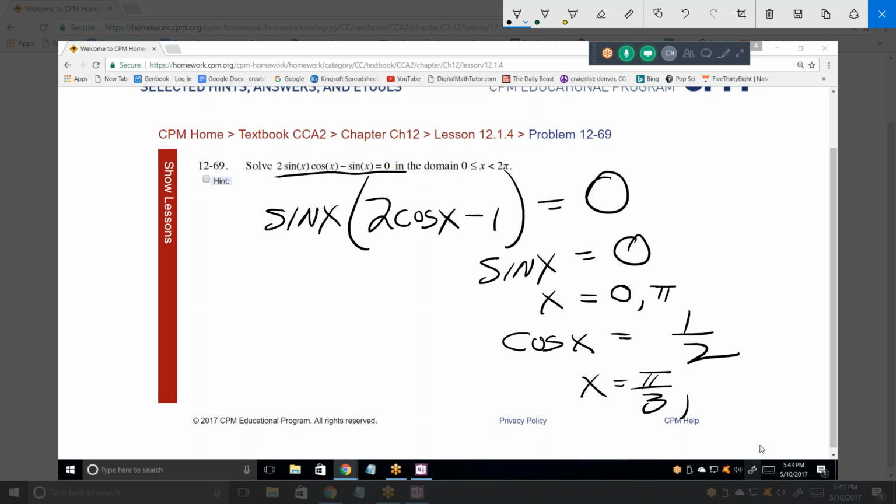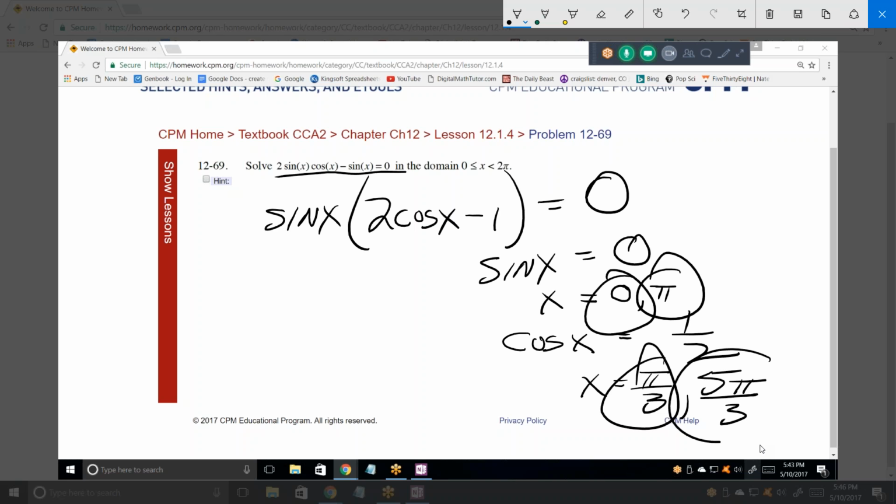It's pi over 3 short of 2 pi. 5 pi over 3. Yeah, and that's the way I think about it. I know that it's that fourth quadrant angle whose reference angle is pi over 3, right? Well, that's pi over 3 short of a full 2 pi, which is 5 pi over 3. So our answers to this are 0, pi, pi over 3, and 5 pi over 3. Four different answers.